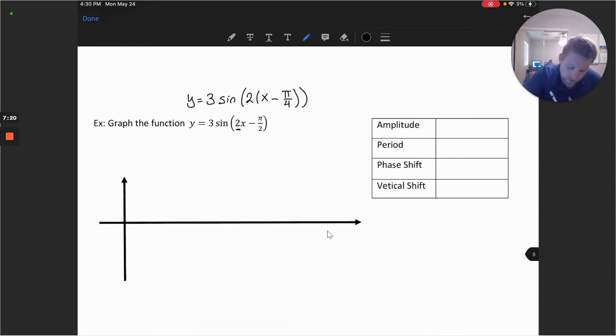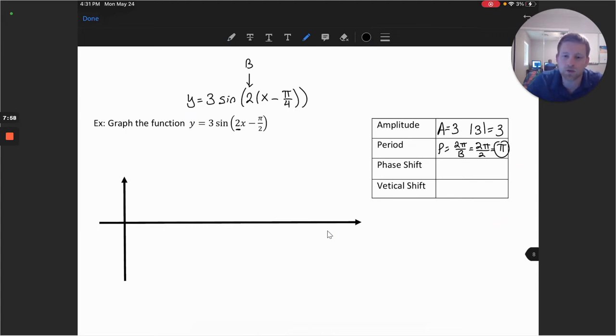So first thing is the amplitude is going to be the absolute value of A, which is 3. The absolute value of 3 is just going to give us 3. The period is always going to be P is equal to 2 pi over B. And in this case, the B value is the 2. And so when I write this as 2 pi over 2, my period is going to be pi units.